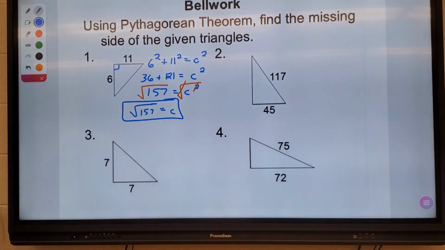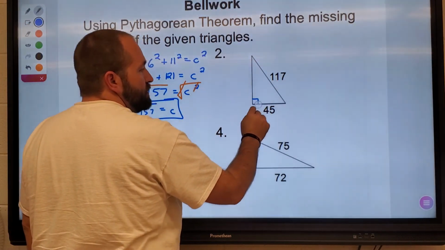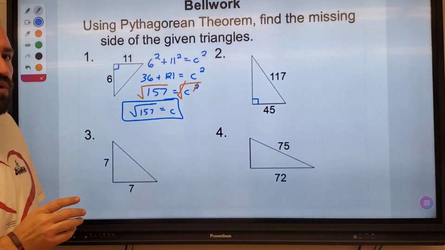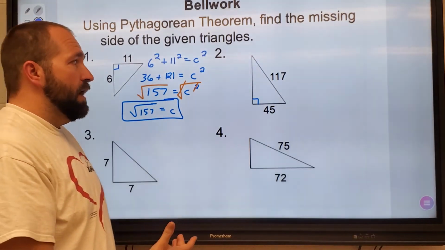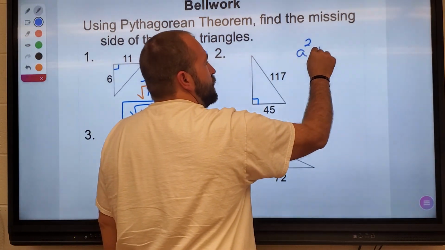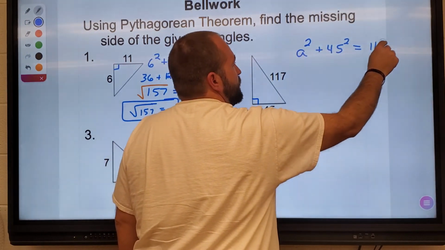Number 2. Now that I have the slanted side, this is now my C value. So I'm going to plug in, and it doesn't matter if I plug in 45 for the A or the B, you're going to choose one, it doesn't matter. So I'm going to plug it in for B. A squared plus 45 squared equals 117 squared.